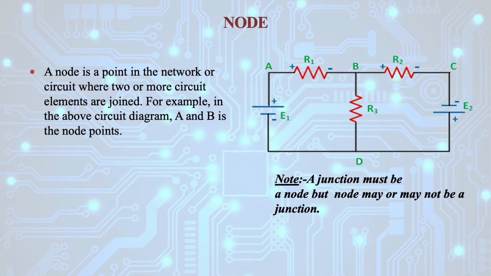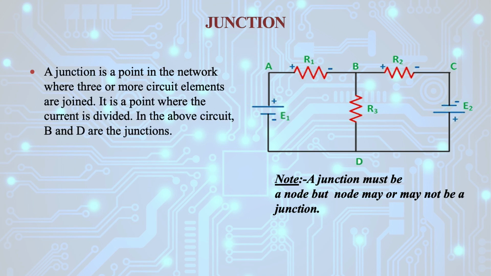Now we have to understand what is a node. So in the diagram you can see the node. A node is a point in the network or circuit where two or more circuit elements are joined. For example, in this circuit diagram, A and B are the node points. Now we have to understand another term that is called junction. A junction is a point in the network where three or more circuit elements are joined. It is a point where current is divided.